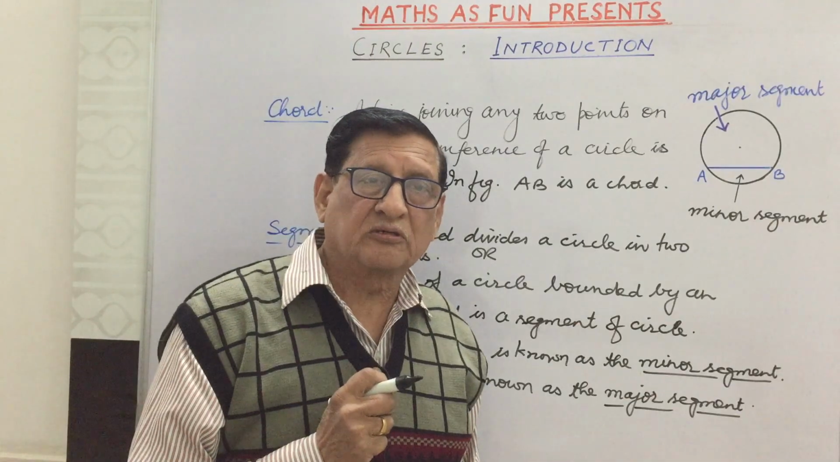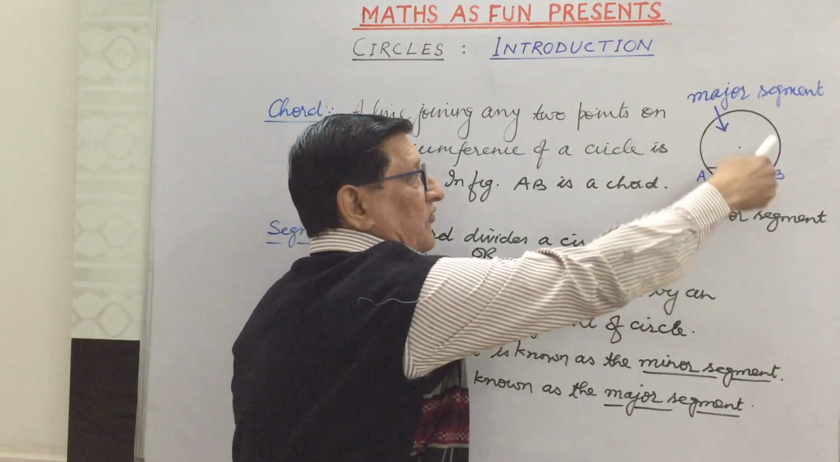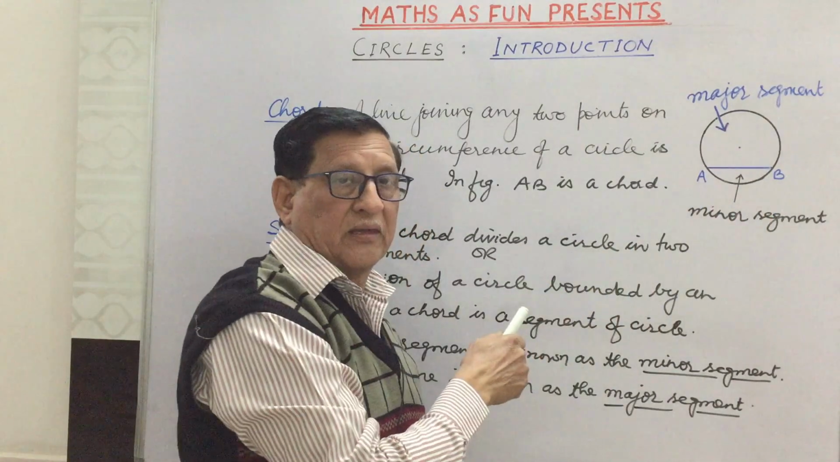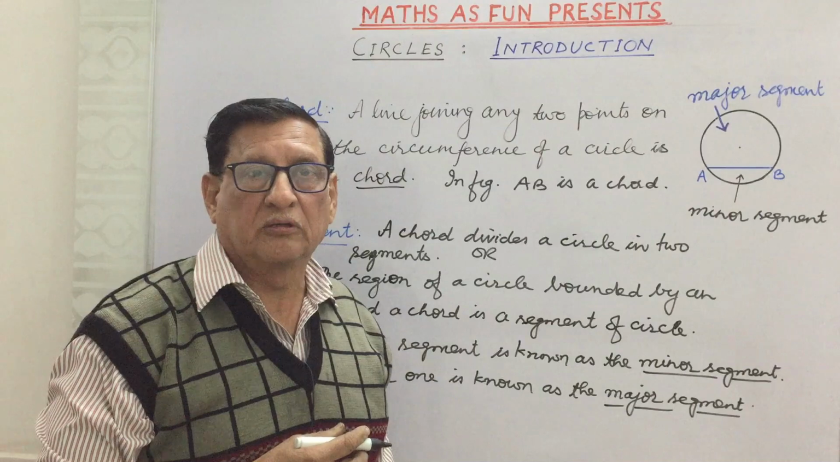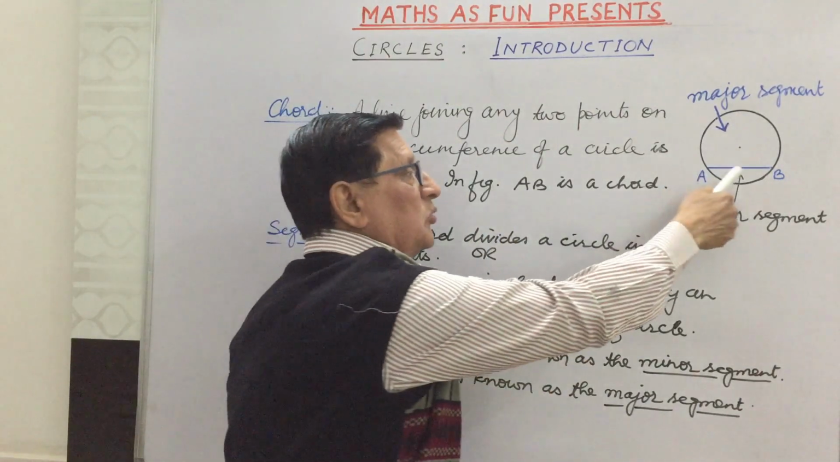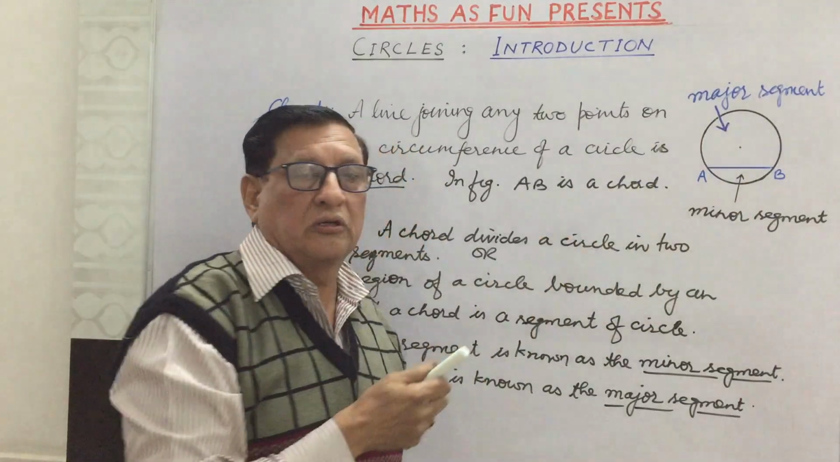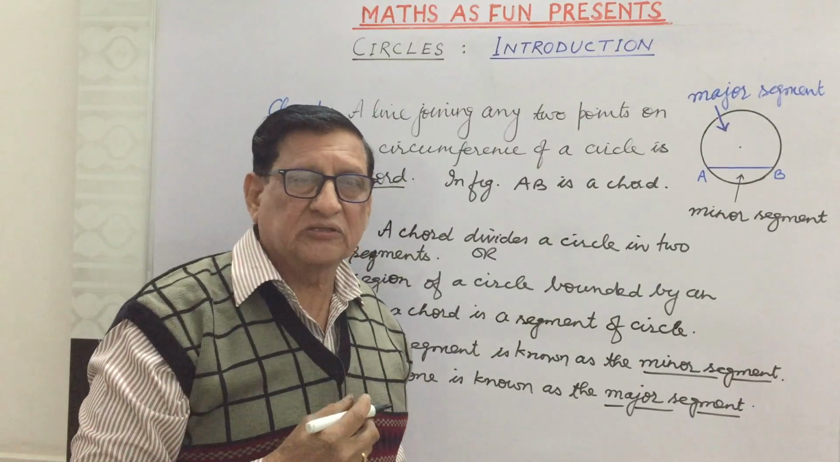What is the chord of a circle? If we take any 2 points on the circumference, like A and B here, the line joining these 2 points is known as the chord of the circle. So we can define it as a line joining any 2 points on the circumference of a circle is known as the chord. What about segments?